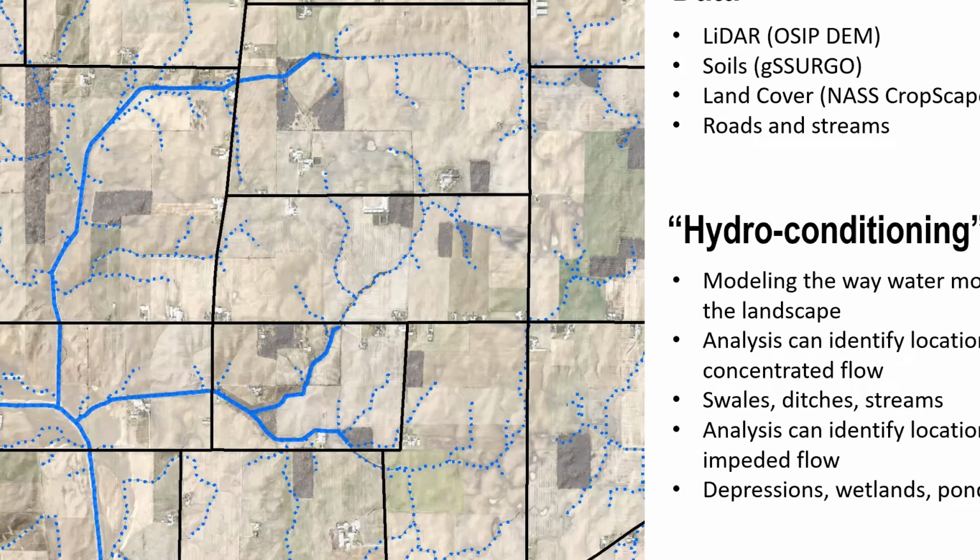It helps you identify locations where water might flow, where concentrated flow exists. It can identify places where water doesn't flow as well, in swales or ditches. And it can also identify places that water actually may not flow at all, such as depressions or wetlands or ponds. So doing this is complicated and tedious, but afterwards, you have a very effective means of representing the way water flows across the landscape.